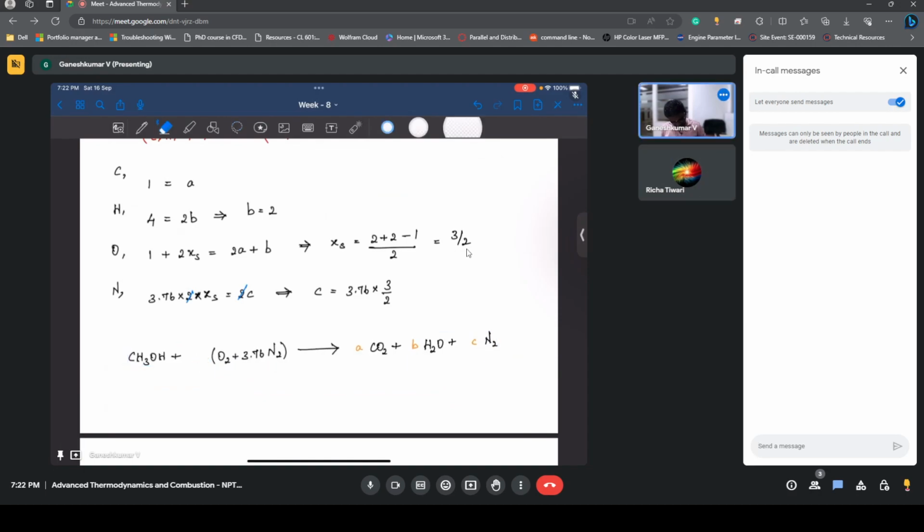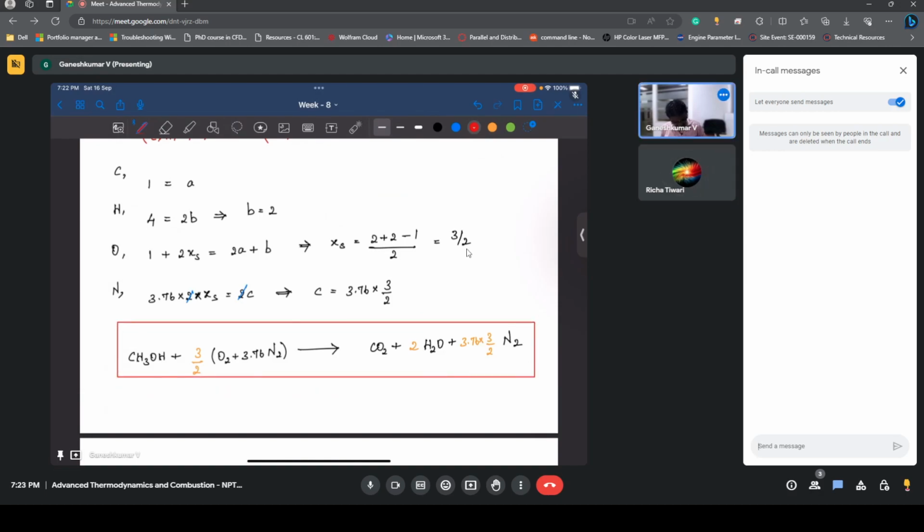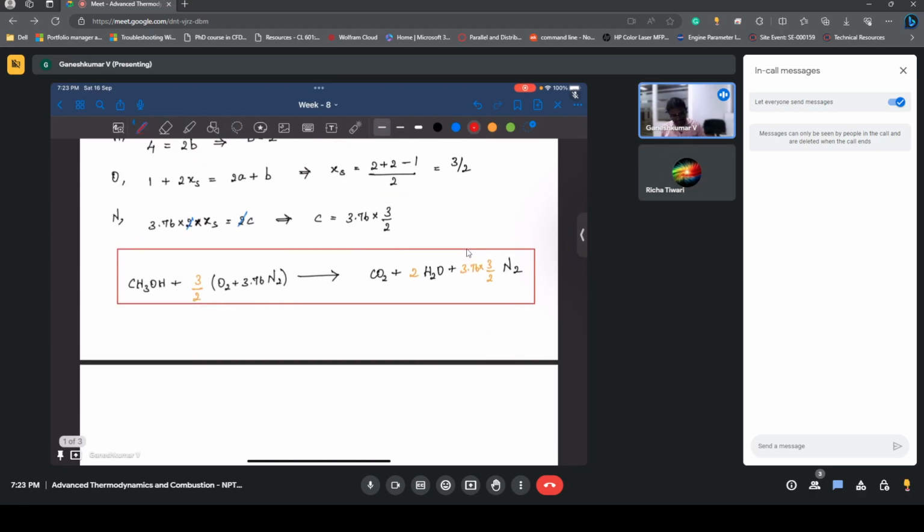So let me write it down here. This is going to be 3 by 2. A is 1, so you don't need to write anything. And H2O is 2, and C is nothing but 3.76 into 3 by 2 times N2. This is a basic thing, no problem. Now this is the stoichiometric, this is the right amount of air.